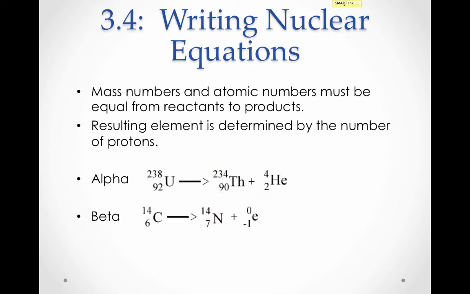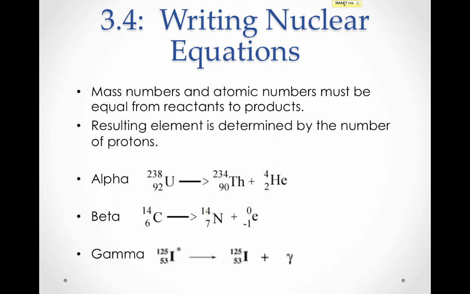Here's an example of a beta decay equation. Here we have a carbon-14 nucleus. It emits a beta particle which has no mass and essentially changes our atomic number by adding 1, because recall the proton stays but the electron leaves. Again, 14 and 0 is 14, and 7 and negative 1 is 6.